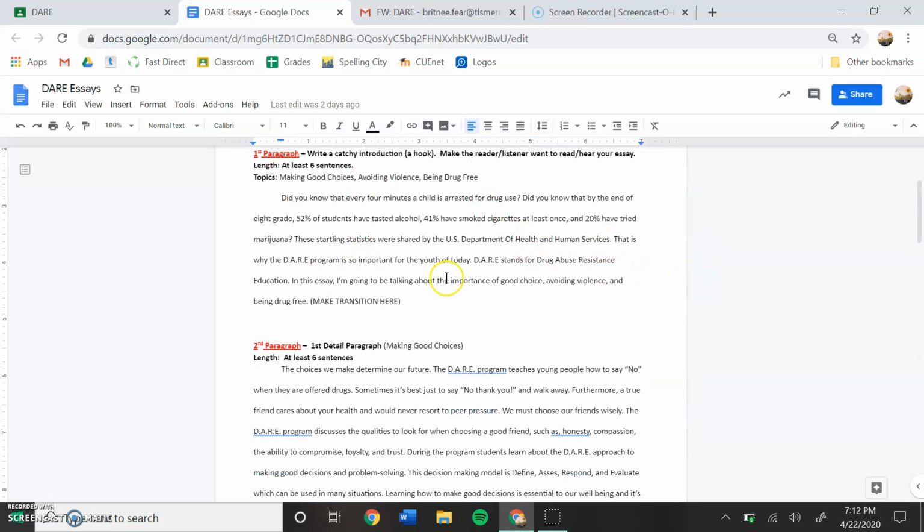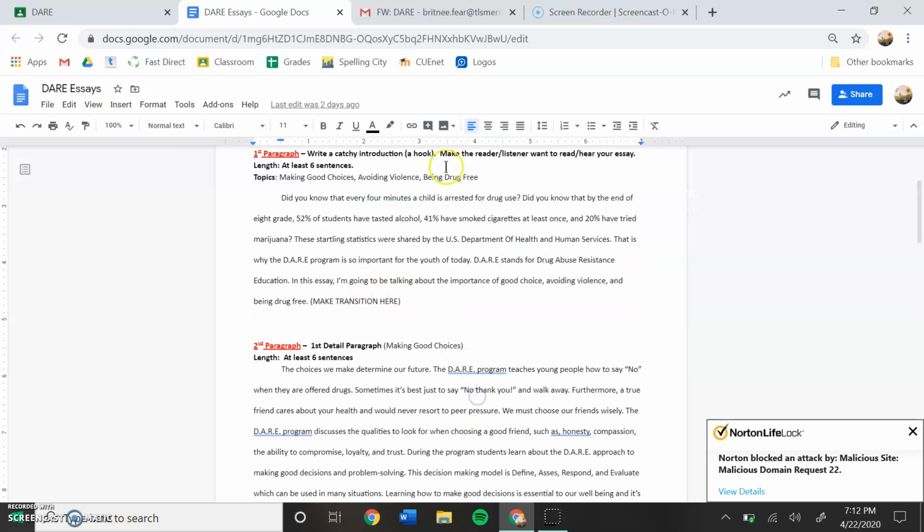So this is my first paragraph, so it's my introduction paragraph. So I'm introducing my hook, I'm introducing my reader to what the DARE program is, what it stands for. I'm also giving my reader something to think about, so an attention grabber before they actually start reading my essay. So what you are going to do is you're going to read through your paragraph, make sure that it all makes sense, make sure that you are capitalizing your letters where they need to be capitalized, and adding punctuation marks where punctuation marks are needed.